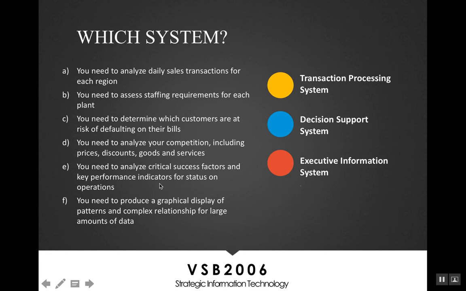Critical success factors and key performance indicators on status could be an executive information system, but also decision support. And finally, a graphical display of the patterns and complex relationships for large amounts of data would probably be an executive information system, because that's where you would take all of this information running on an operational basis, feed it in, and create a display.